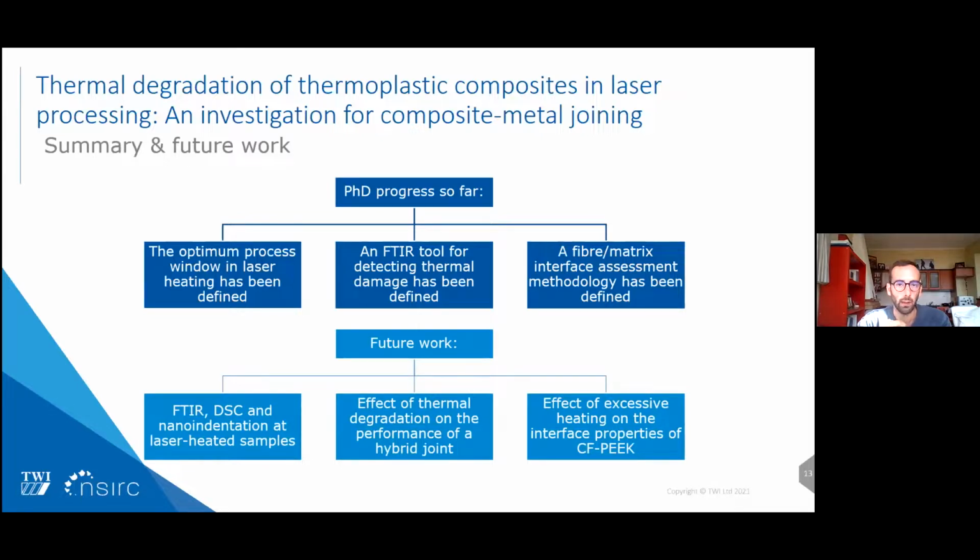Finally, we are going to examine the effect of excessive thermal degradation on the performance of the hybrid joint to define even more clearly what the thermal limits are, how much degradation we can accept and the joint not be damaged, let's say, and can still be used. And finally, the interface properties of carbon fiber PEEK are going to be examined after the effect of excessive heating.